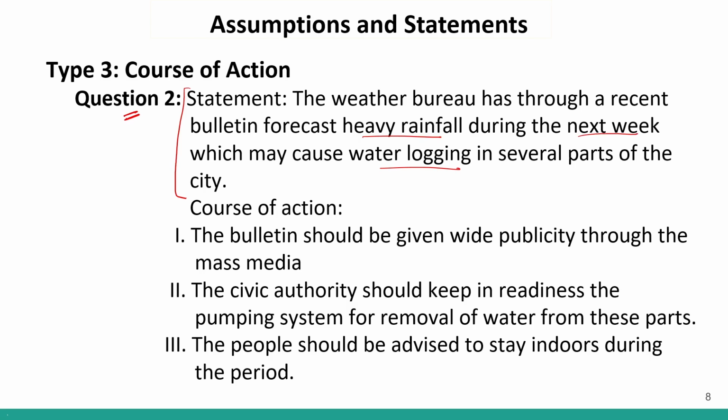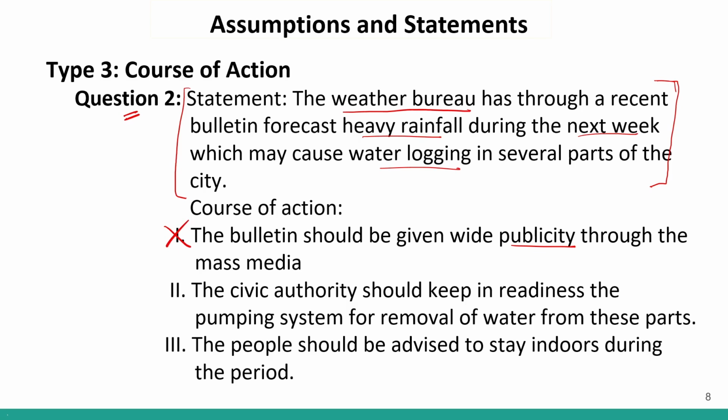We have to decide which of them will be the correct course of action, the appropriate course of action. The first one is that the bulletin should be given wide publicity through the mass media. Now, according to this statement, the popularity or the publicity of the bulletin does not make any sense, because we don't know whether this Weather Bureau is already popular or not. If it is not popular, this kind of information, the forecast of weather, can be made available to the public by other news channels also. So specific step to make this public or to give this wide publicity does not make sense. So this cannot be a correct course of action.